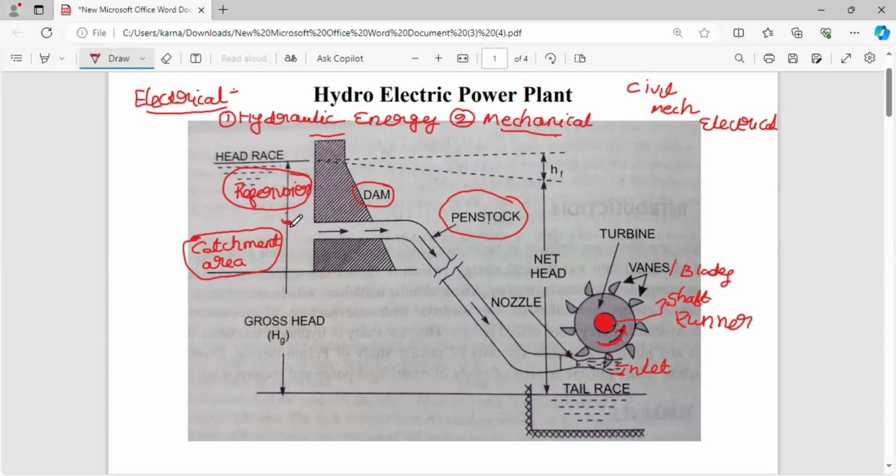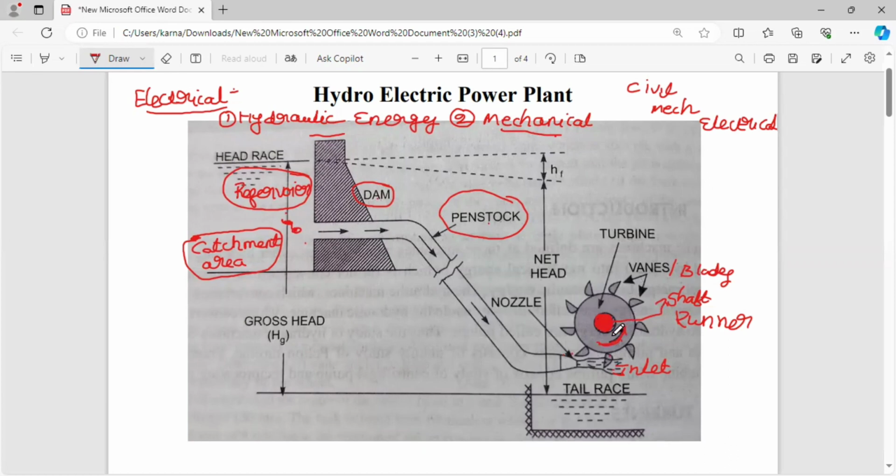Now, initially, the hydraulic energy is here because the water is stored in the reservoir. That hydraulic energy will be carried to the inlet of the turbine. With the help of that hydraulic energy, the turbine rotates. The turbine rotating means there is motion in the body. Motion in the component means there will be mechanical energy.